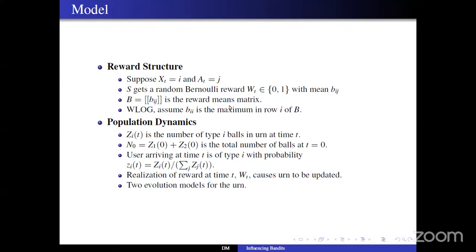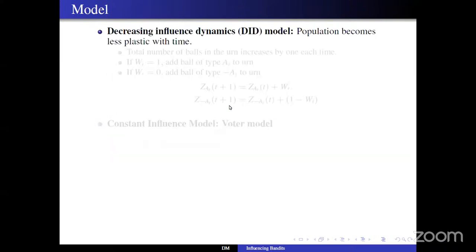So I define two evolution models. One is what I call the decreasing influence dynamics model, where the population becomes less plastic with time. In the beginning, everybody is trying to find out where to go; they come with some predilections and are trying to decide. After a certain amount of time, people become more rigid in their types. The ability of the system to influence the population decreases with time. That's one motivation for this model. So how do I do this? I assume that every time a user comes and a recommendation is made, the total number of balls in that urn increases by one.